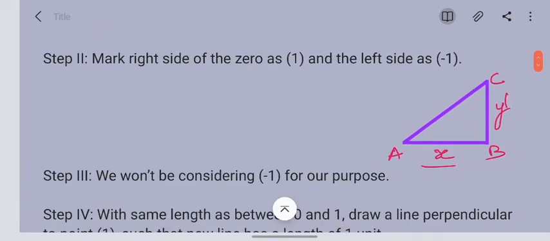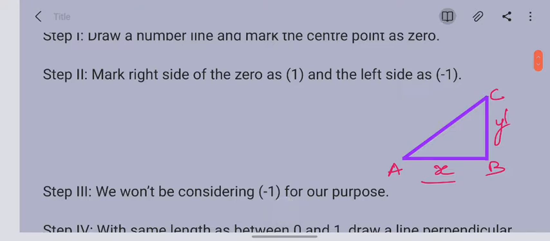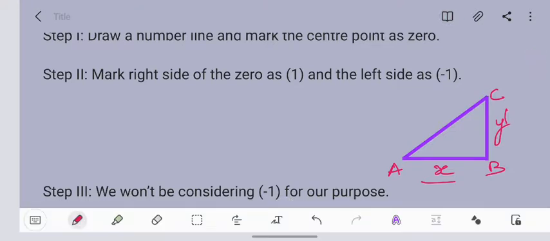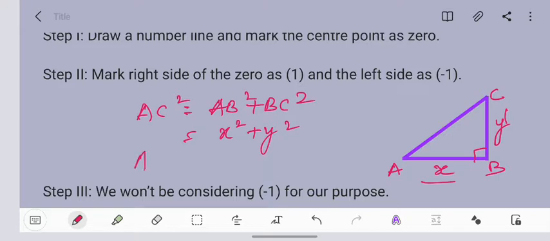So here we have a triangle ABC and then AC. So AC is the hypotenuse because it is opposite to the right angle. This is opposite to right angle B. Okay, so this is the longest side AC. So AC square equals to AB square plus BC square. Okay, so we have taken AB as x units and BC as y units, so that becomes x square plus y square. And so the length of AC is the square root of x square plus y square.